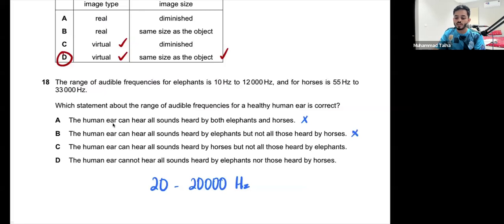B says the human can hear all sounds heard by elephants, but not all those heard by horses. This is wrong, right? We just saw that humans cannot hear all sounds which elephants can hear. C says the human can hear all sounds heard by horses, but not all heard by elephants. This is also wrong. By default, D must be correct, which is that the human ear cannot hear all sounds heard by elephants, nor those heard by horses. There are some frequencies which are out of the human audibility range. So this one is D.